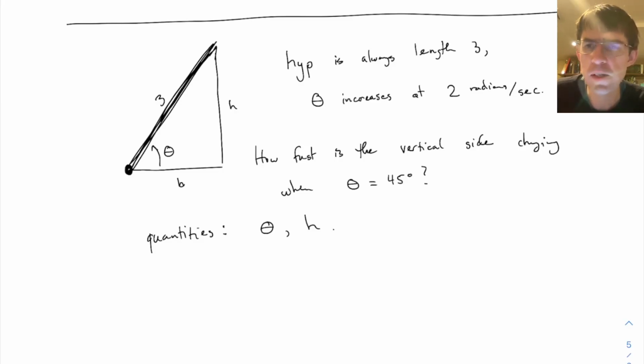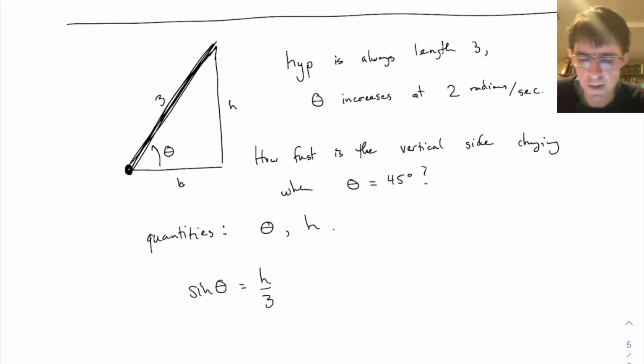I think the most convenient one to use would be the sine. The sine of this would be the opposite over the hypotenuse, which is 3. So it would be h over 3. So I'm going to say sine theta equals h over 3.